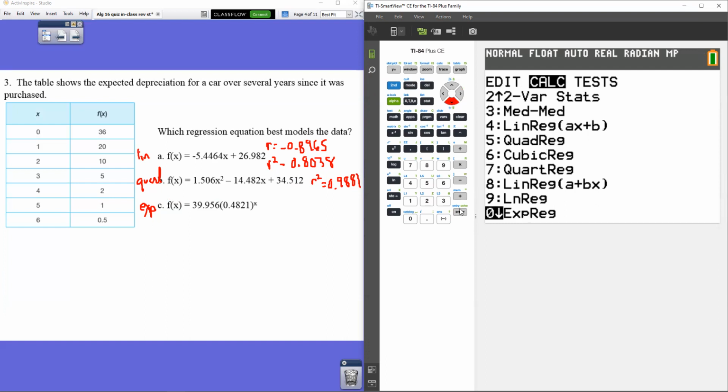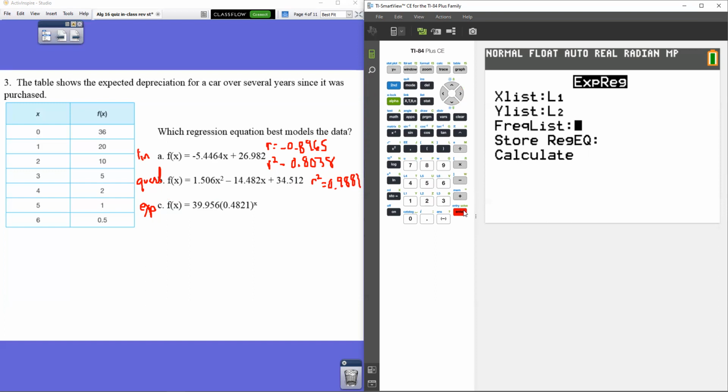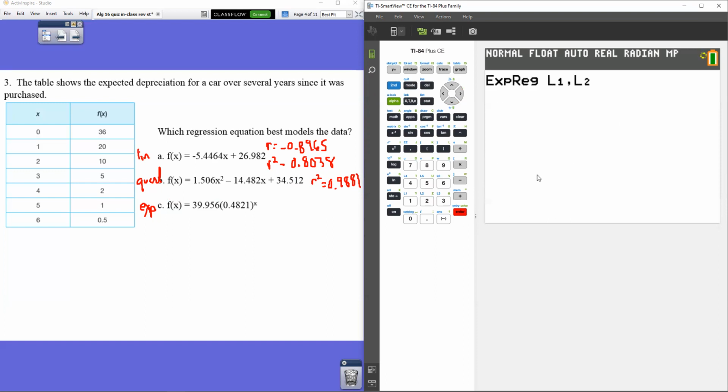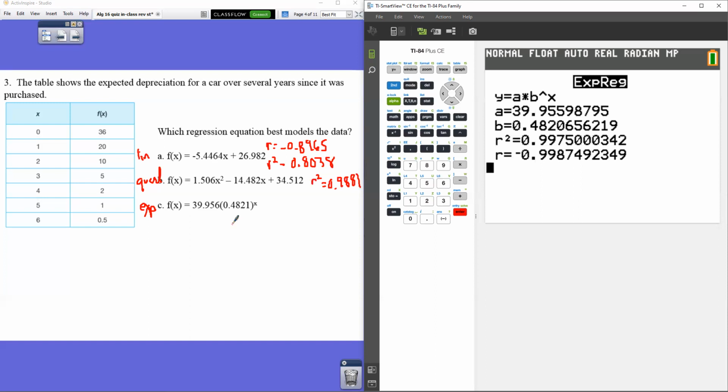For the exponential regression, to see if that one is the best, I need to go to stat calc and then 0 for exponential regression. When I do that, I can see that it has an R value of -0.9987, and it has an R squared value of 0.9975. So you want the one that's closest to 1 or -1. So the one that's closest, I have 0.8s. Obviously 0.9s are closer, so it's not going to be A. When I look at this one, I have 0.98 compared to 0.99.